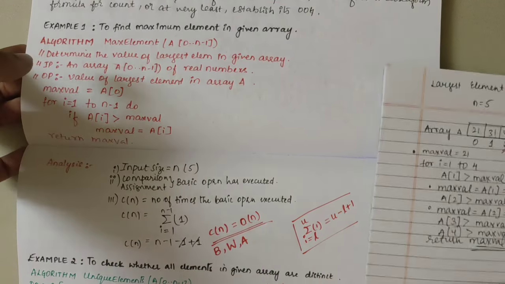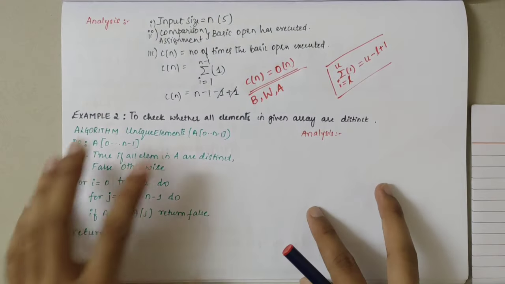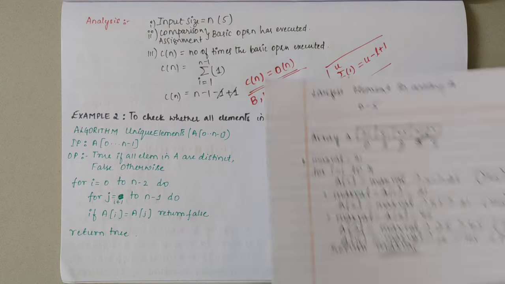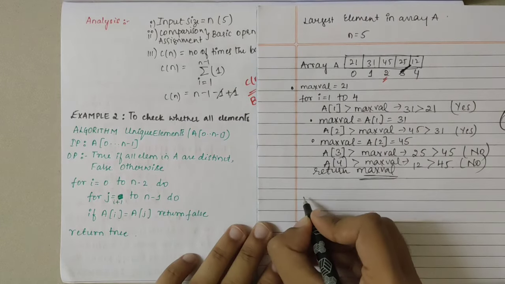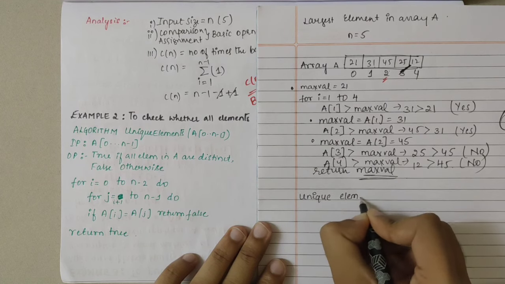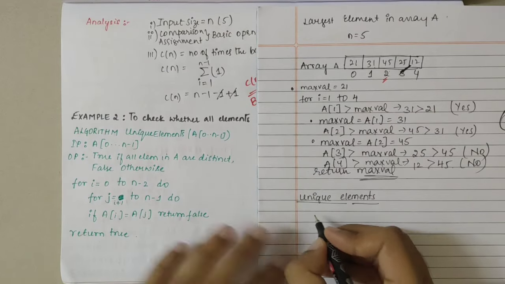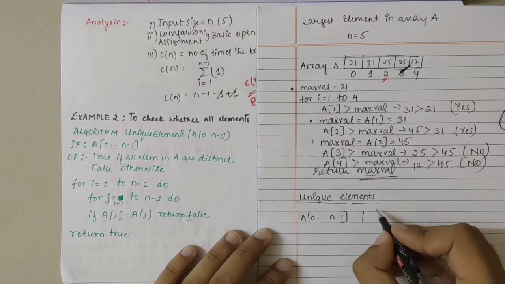Now we'll look into checking whether all elements in a given array are distinct or not. The second example. In order to solve the second example, let's understand the problem first. The second example is to check unique elements. So here the input is an array A from 0 to n minus 1. Let me write the array here.